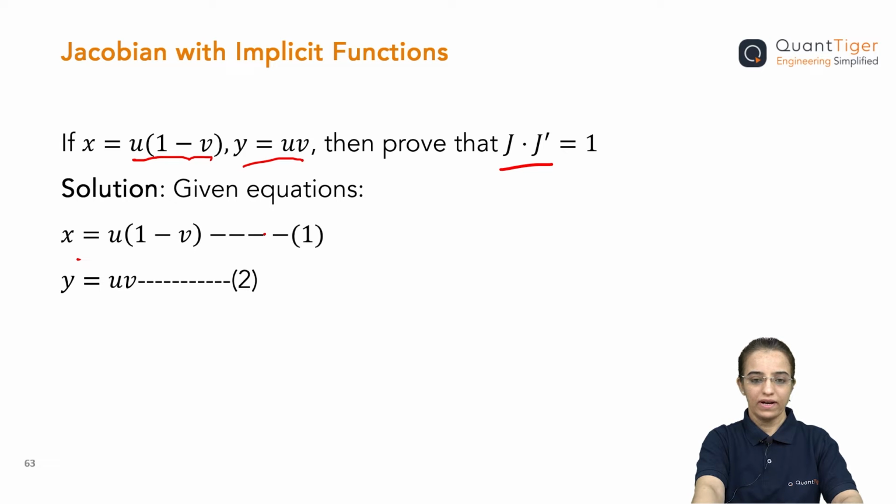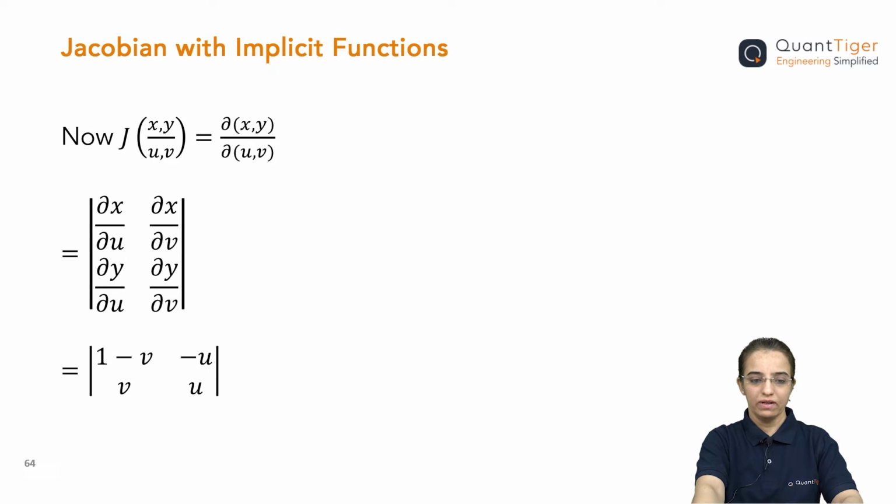Now to find the Jacobian, x and y are functions of u and v. So we can write the determinant: del of x and y with respect to del of u and v. While writing the Jacobian, we simply take each function and differentiate it with respect to each of the variables. So that will be our first line.